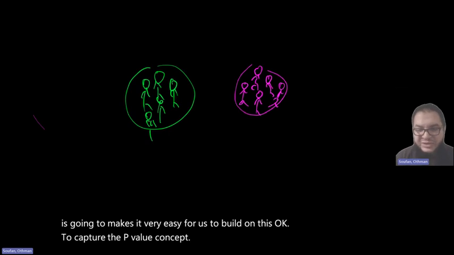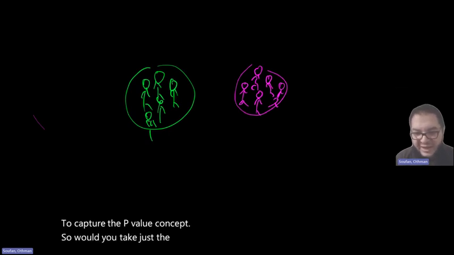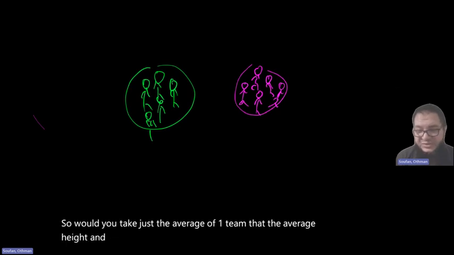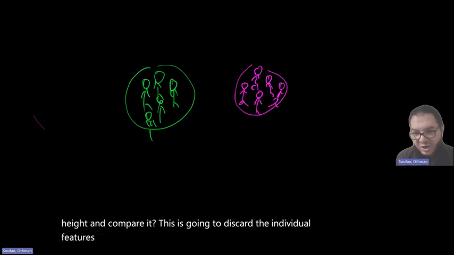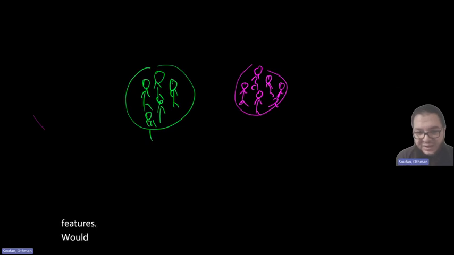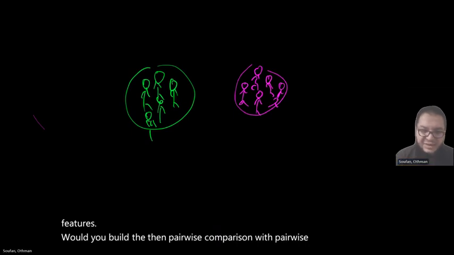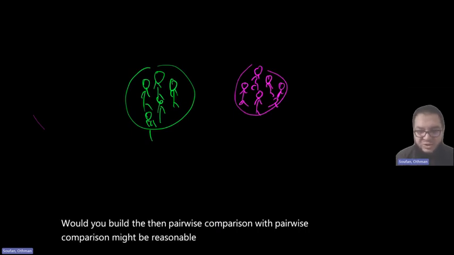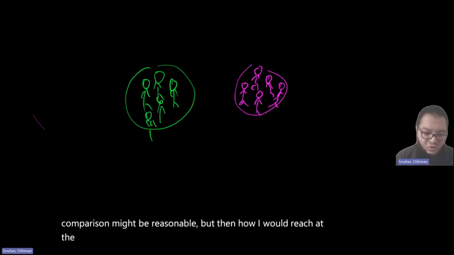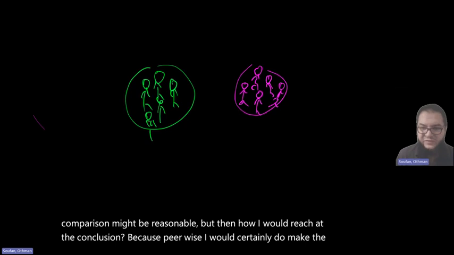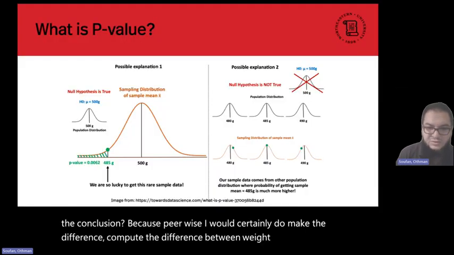So, would you take just the average of one team, the average height, and compare it? Well, this is going to discard the individual features. Would you build then a pairwise comparison? Well, pairwise comparison might be reasonable, but then how would I reach a conclusion? Because with pairwise, I would certainly compute the difference between the weight of each of these.